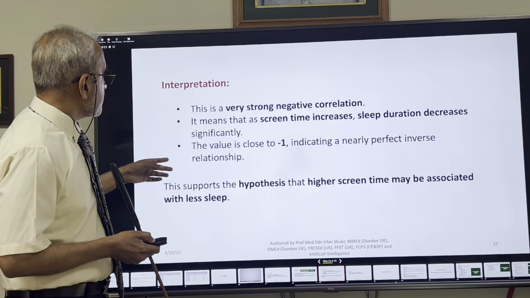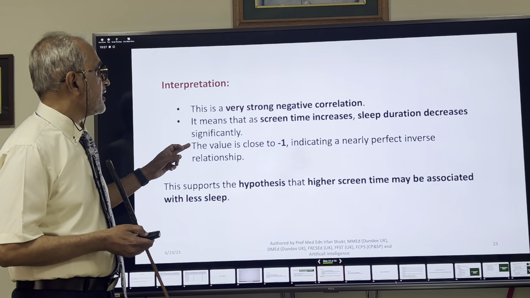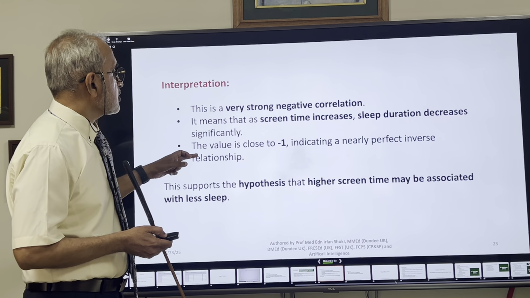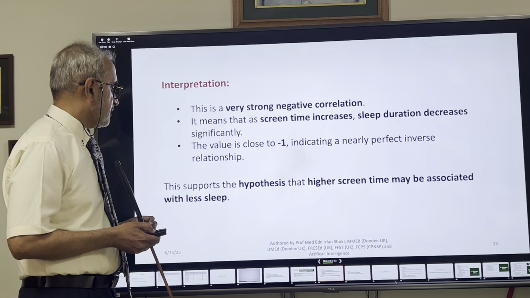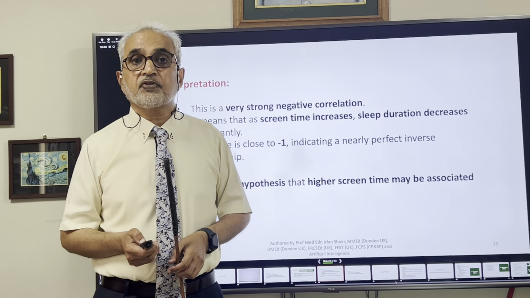So the interpretation is, this is a very strong negative correlation. It means that as screen time increases, the sleep duration decreases. The value is close to -1, indicating a nearly perfect inverse relationship. This is supporting the hypothesis as I mentioned before.